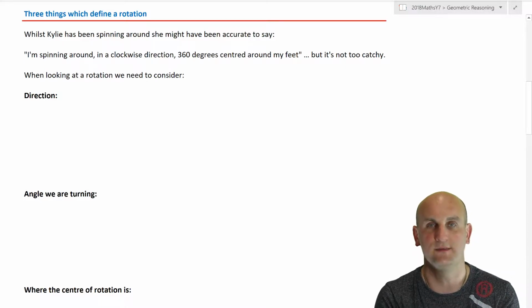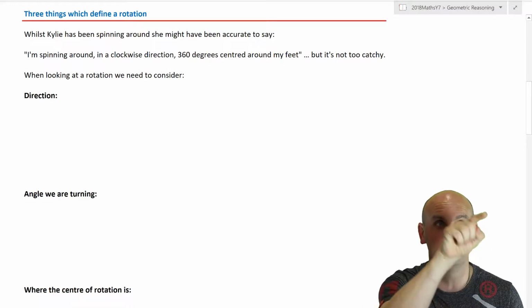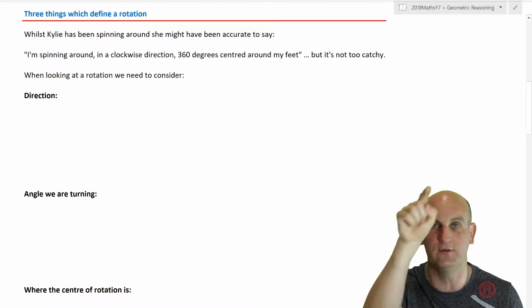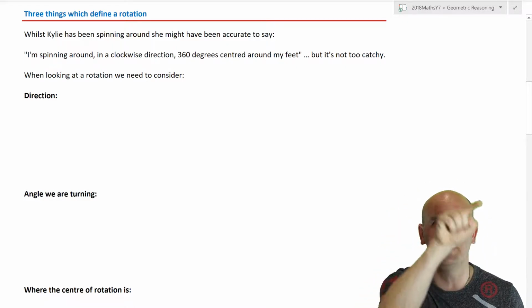Now, clockwise as I'm looking at it, is that way around. It is the direction of the hands of the clock. So I'm assuming for you guys it would be this way around. And anti-clockwise for you guys would be clockwise for me.